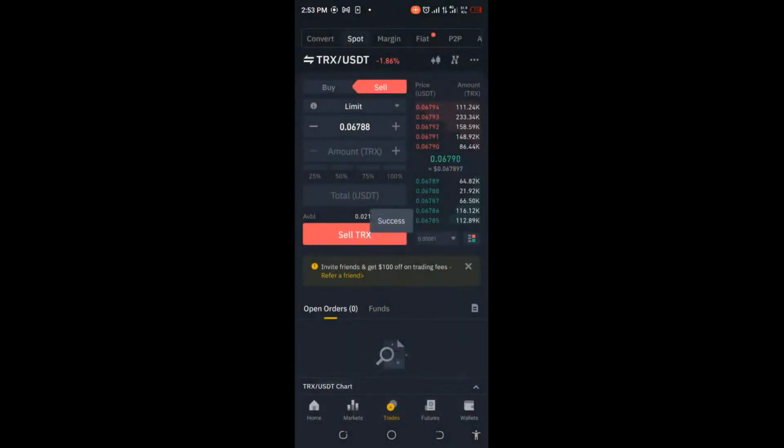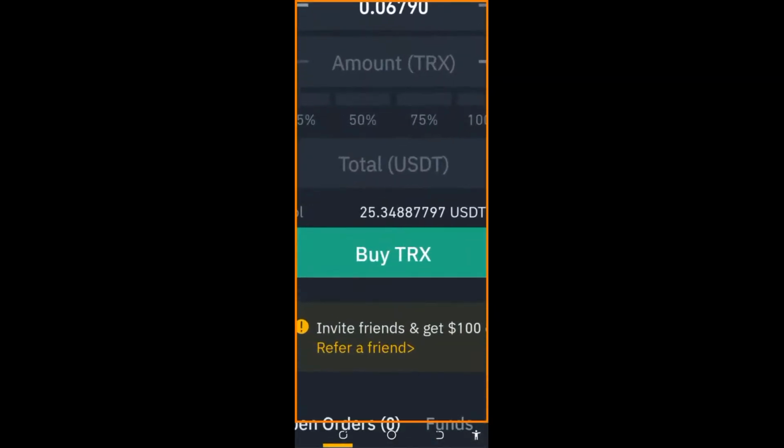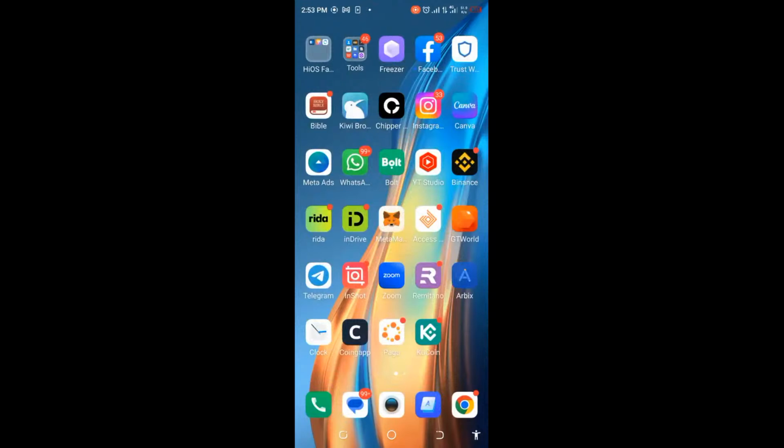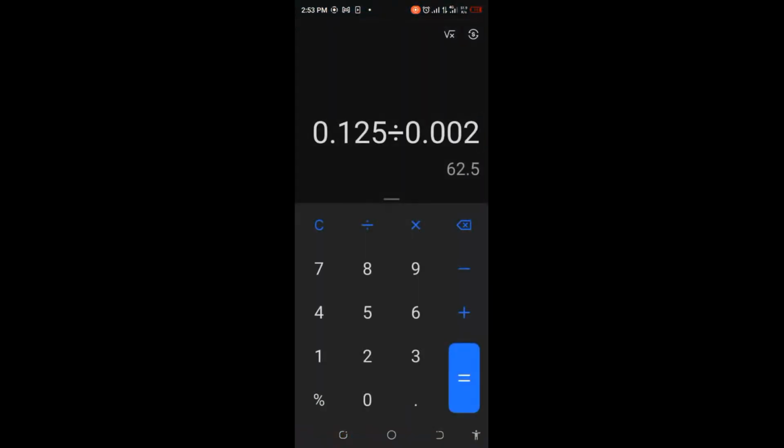Okay, so now let's go back and see what we have. Well, we made profit actually, but don't forget we had a lot of transfer fees. You can see here, it started out at 25.28, and here we are at 25.34. Let's check that out. 25.34 minus 25.28, 6 cents.